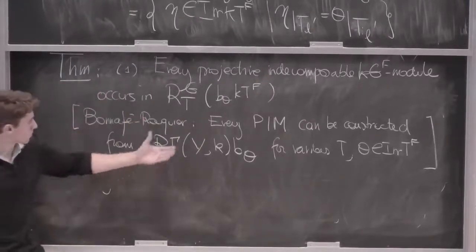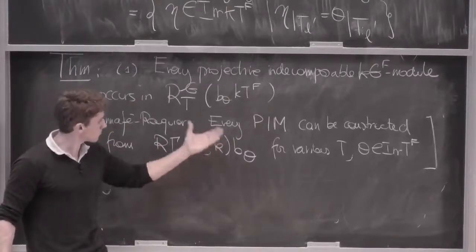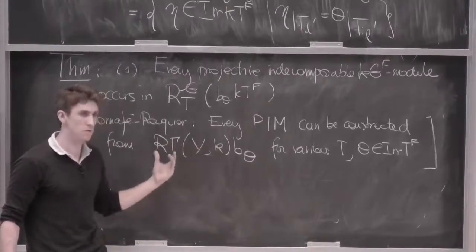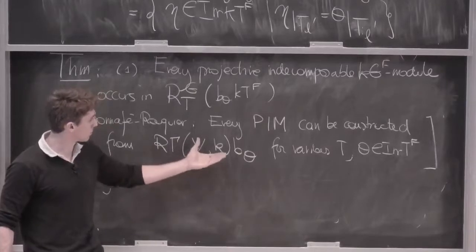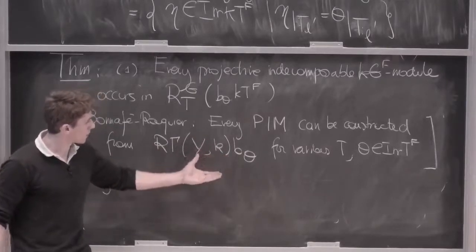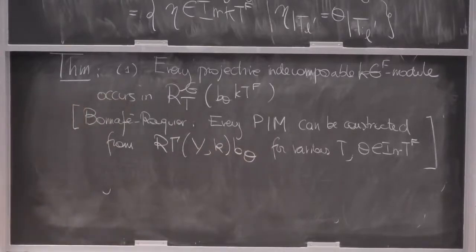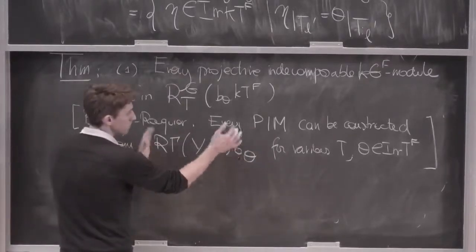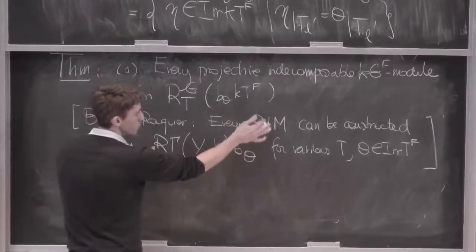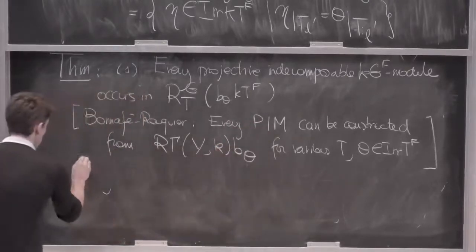Just starting with these complexes, you take direct summands, shifts, direct sums, cones of these ones, and you will be able to construct every projective module. So that's very strong. If you know how to control these complexes and maps between them, there is a way to control all the projective modules.